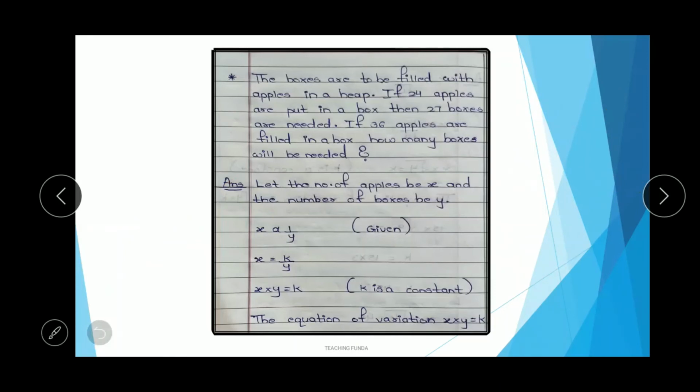Okay, so let us begin. Let the number of apples be x and number of boxes be y. So here is the formula you have to write. x alpha 1 upon y. x is equal to, replace 1 with k, k upon y. x into y is equal to k. k is a constant. Then the equation of variation will be x into y is equal to k.